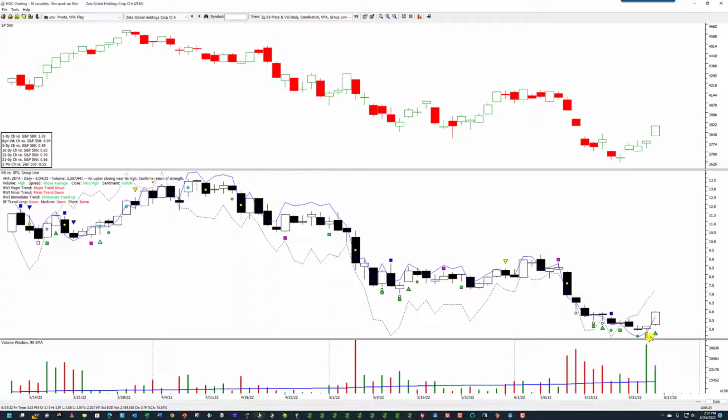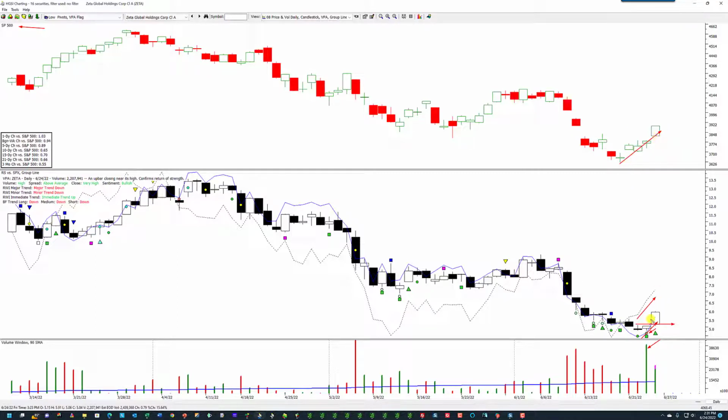Why is this a low pivot stock? And why did it show up? Because there's a VPA flag, stopping volume, and this low is slightly lower than the prior day's low, and the high is lower than the prior day's high. So consequently, this is a low pivot, and the buy point would be right there on this gap up this morning. So we know that it's outperforming the S&P 500 right now because this blue line is up, and like I said, the group is up too. Now, without this blue line, it's pretty hard to tell. And if you look over here, this is the S&P 500.